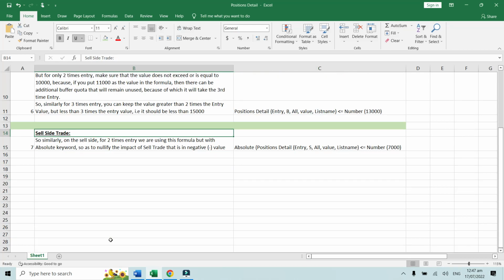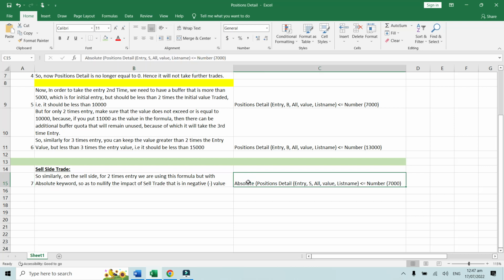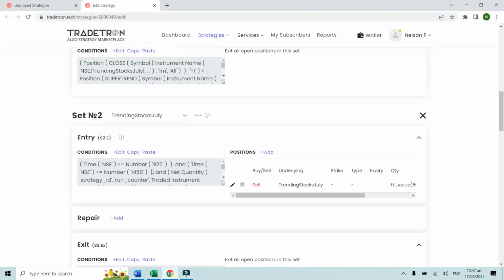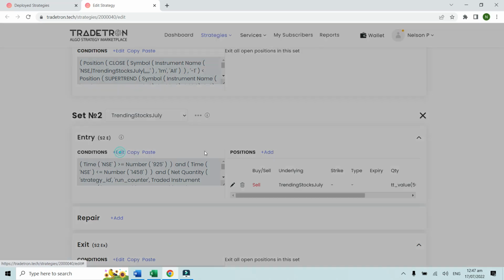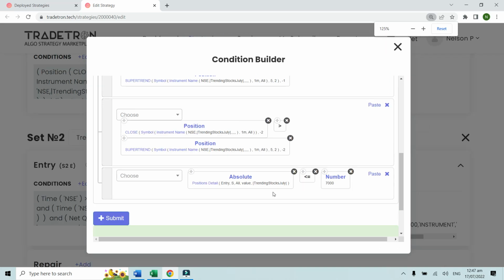So basically on the short side, let me just tell you that. Similarly on the sell side, for 2 times entry, we are using this formula but with the absolute keyword, so as to nullify the impact of the sell trade being a negative value. The formula is absolute positions detail entry as all value, list name, less than or equal to the number 7000. If you see in the edit strategy, in set number 2, that is basically for the short position, it is the same crossover condition, just that we're using positions detail with the absolute keyword, because in case of shorting, it basically means that we are selling the stock.